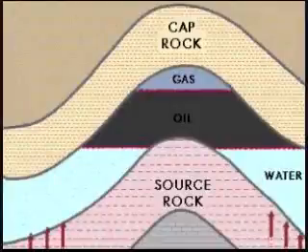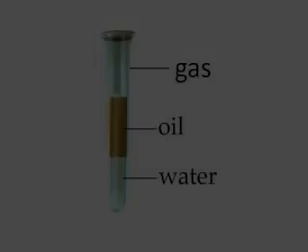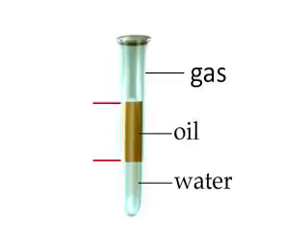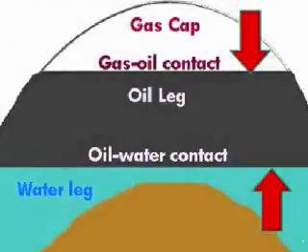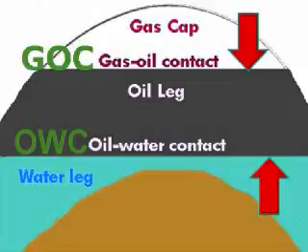In this structure, called an anticline, we have three fluids: water, oil, and gas. And if you remember from your chemistry, oil, gas, and water do not mix. This is because their densities are different. If you look here where they separate, you can see a line. This is called the gas-oil contact line, or GOC. And the oil-water contact we call OWC.